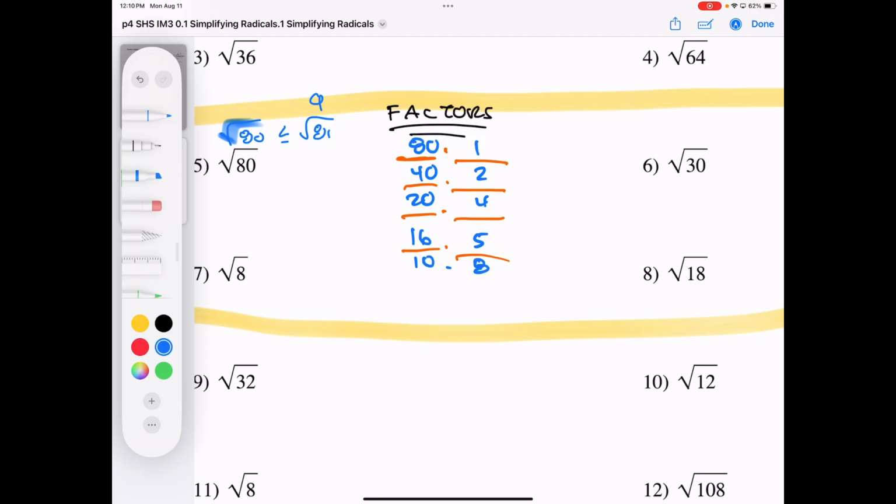Okay. Go ahead and talk to your partner. Which one of these pairs is the best one? They all work, but there's one that's the best. Tell your partner which one.